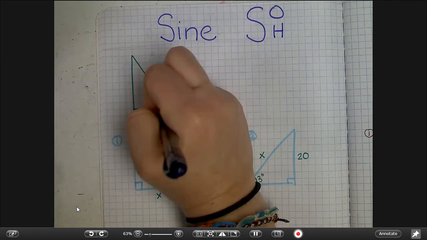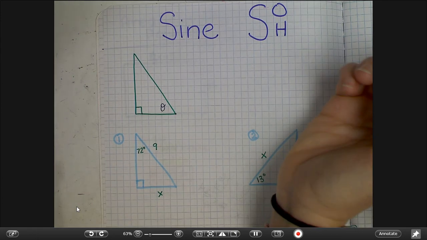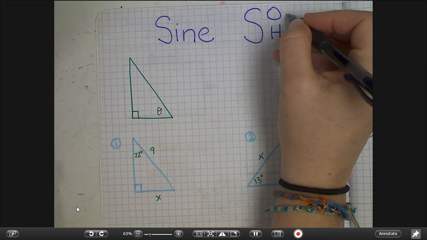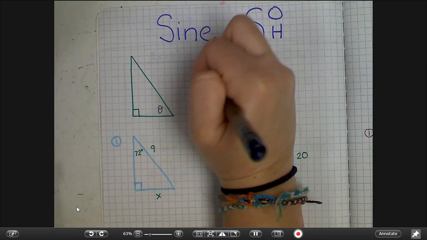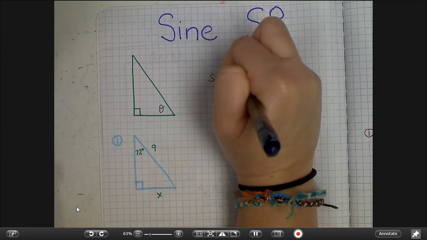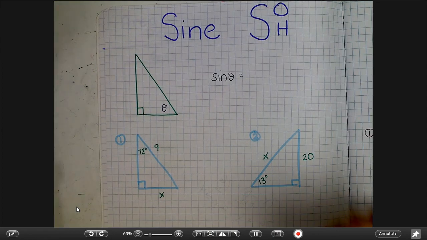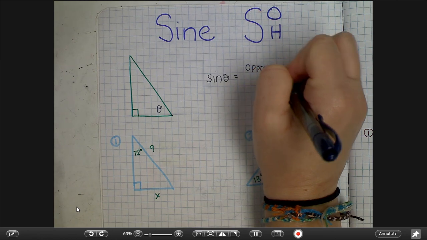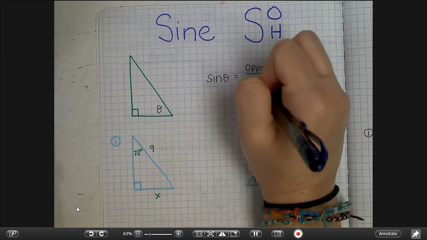So first we need to specify an angle. And then for sine, you can see by this over here, O over H is opposite over hypotenuse. So sine of an angle equals the opposite side over the hypotenuse.